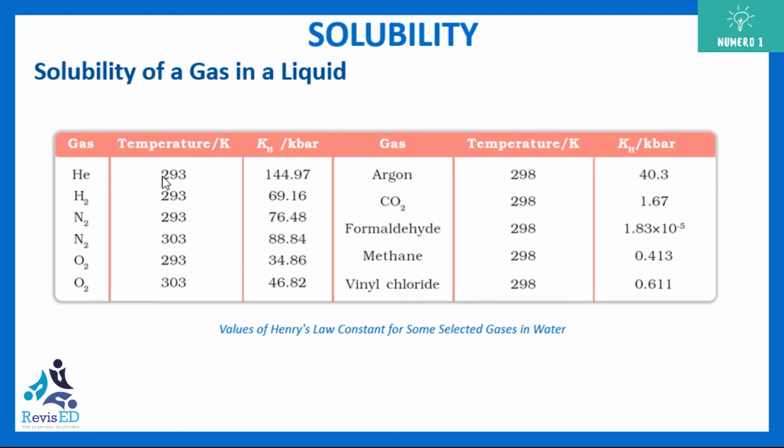Next, here you can see that the values of Kh for different gases, for example helium and hydrogen, at the same temperature are different. In the same way, nitrogen at a slightly different temperature has two different values. So Kh depends on two things. One of them is the temperature and the other is the nature of the gas.